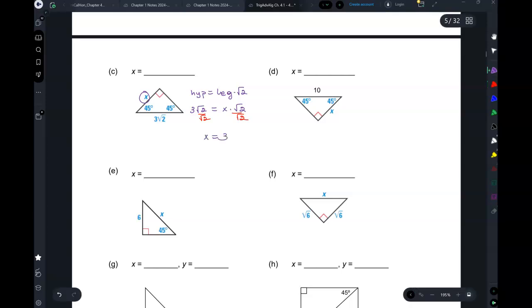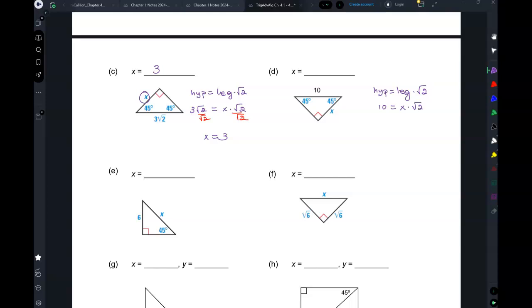3. Now, somebody might be like, okay, Mrs. Malikan, I could have totally seen that just by looking at the diagram. Good for you. So then just write 3. But if you can't see it, go through the process, because guess what? The process will never fail you. Cool? Okay. Here, hypotenuse is leg times root 2. How much is the hypotenuse? How much is the leg?